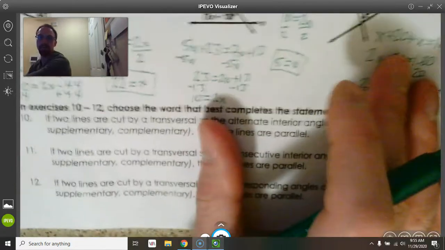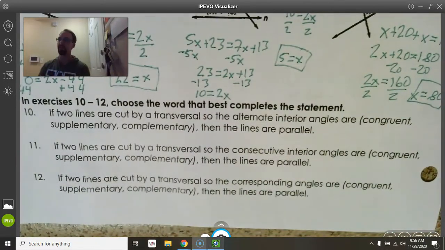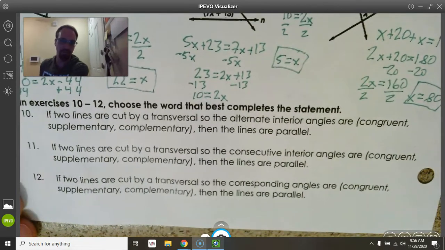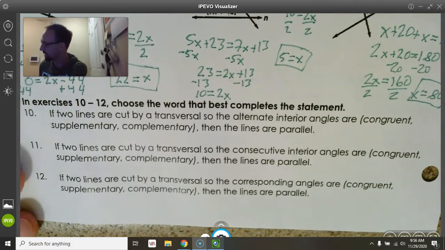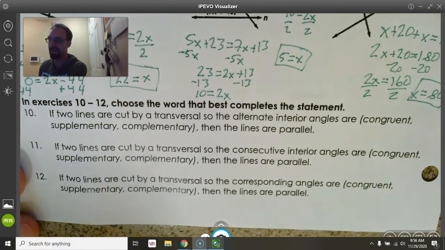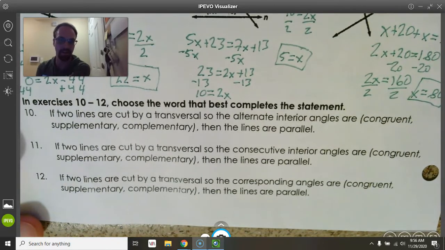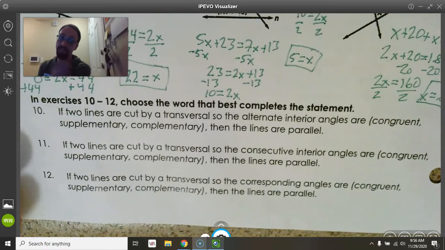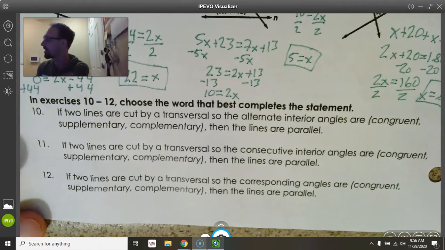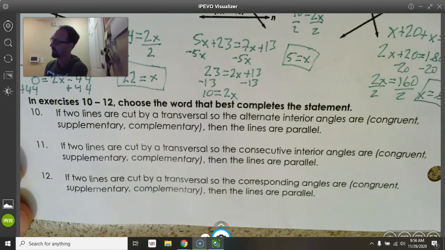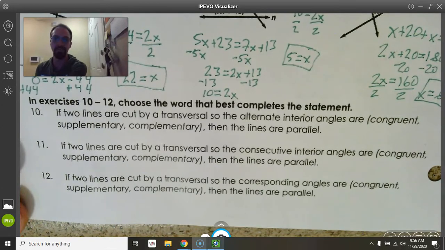So here, if two lines are cut by a transversal, so that the alternate interior angles are, and then it gives me an option. So I want to know if they're congruent, supplementary, or complementary. Complementary should be a red flag, because we've not talked about angles being complementary for this. Sometimes you're given an answer on a test, and it's like, that can't be that one. This is that case. We haven't even talked about complementary. So we know it's either congruent or supplementary. And I need to remember which one's different.